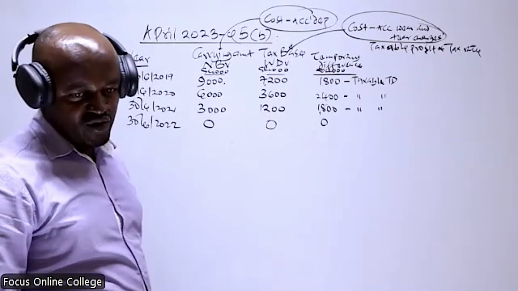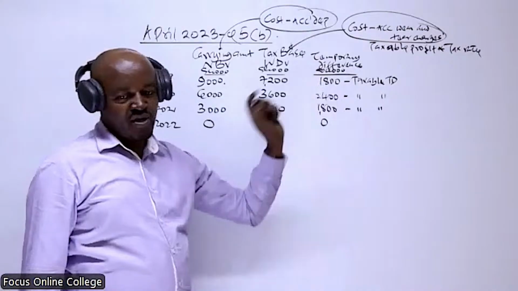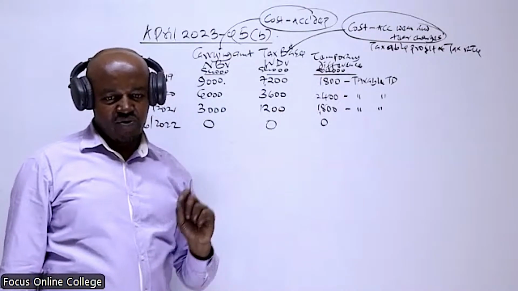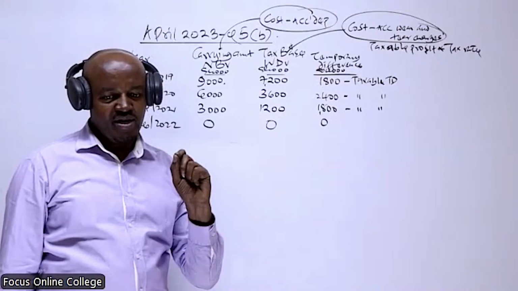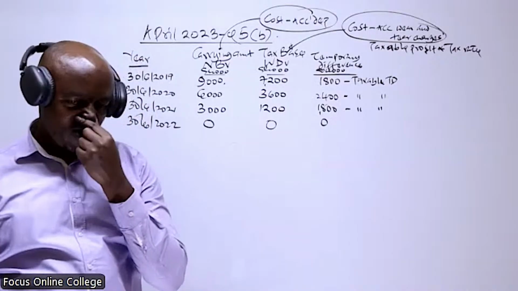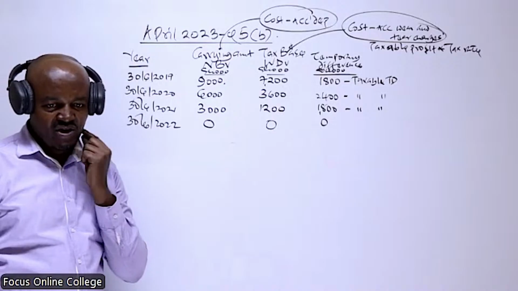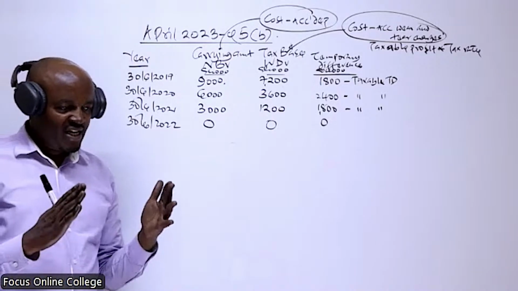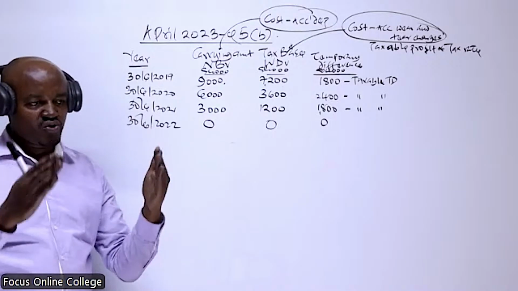Who can recall? If we have a taxable temporary difference, this will give rise to something called what? This is something we discussed in our previous class. We said if a company has a taxable temporary difference, this will give rise to something called what? Who can remember?